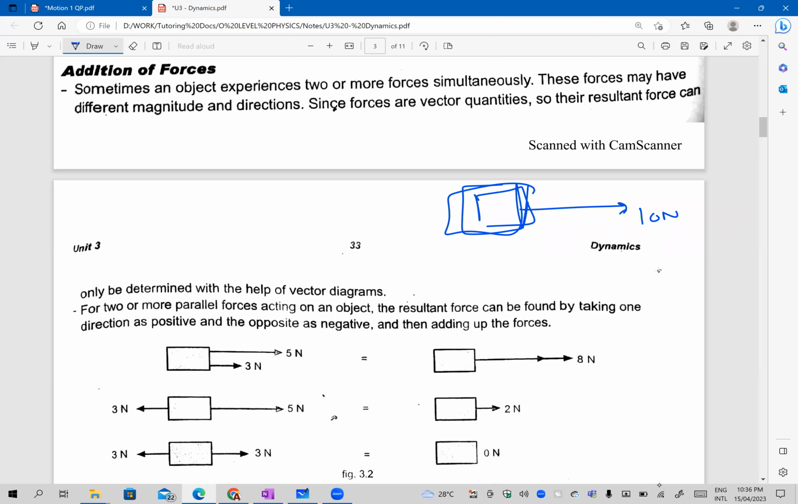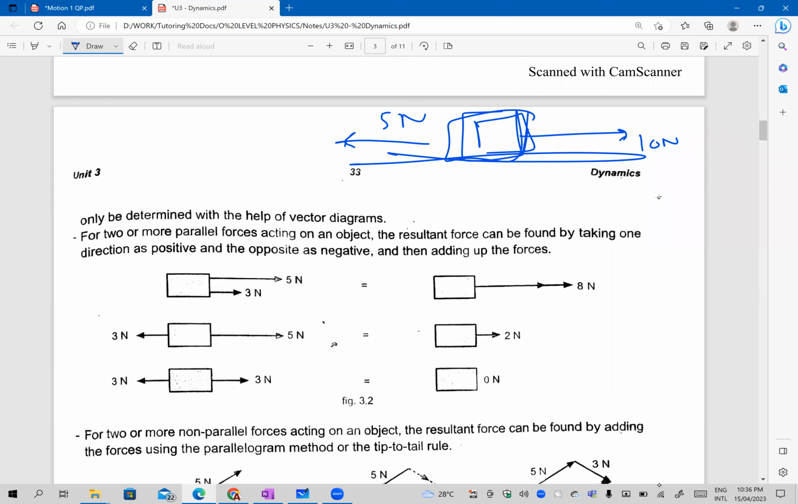And then if I tell you, because of the contact of this block with the surface, there's a drag force, a friction force of 5 Newton acting backwards, you can draw an arrow backwards and represent that force as well. Similarly, you look at these vector diagrams here. There are different vectors representing different forces. There's a 5 Newton force, there's a 3 Newton force.